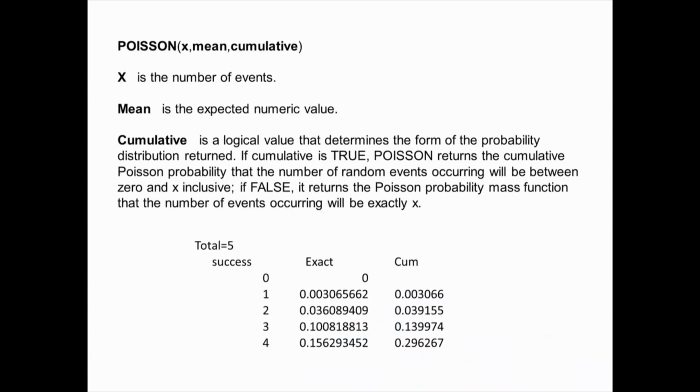Okay. Even Excel has this option. We have a function called Poisson. X, mean, cumulative. X is the number of events, M is the mean, that means M is the expected numerical value, cumulative, true or false, like in binomial, if you put false you will get the exact value, whereas if it is true you will get the cumulative value. So we put total as 5 and we want to look at 0, 1, 2, 3, 4. Okay. So we can use the same function here in Excel also.